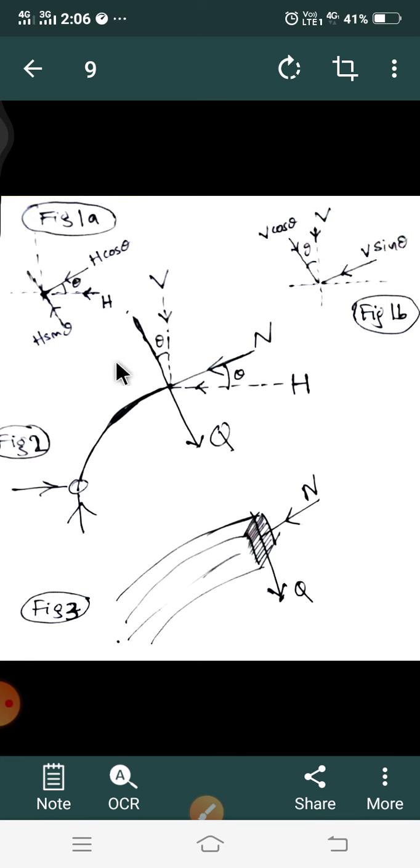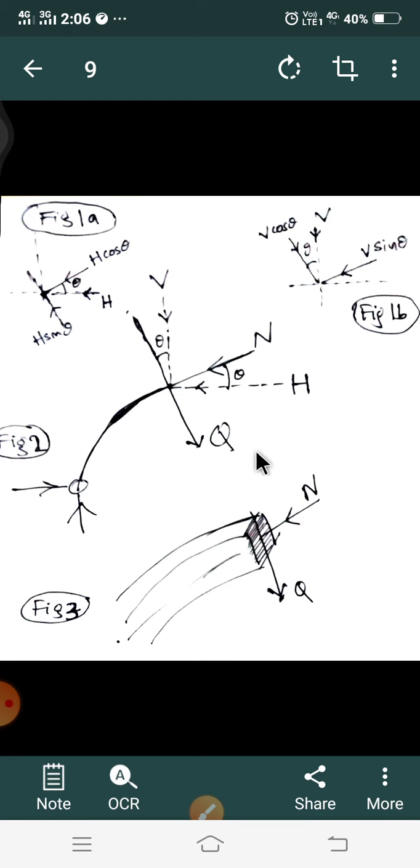Now you can see here I have resolved the force H in two components, and the vertical force V in these two components. Now I am combining these two. If I want to calculate the radial shear, which is Q, the components are H sin theta and V cos theta. These are the two components I have to use in Q. To understand N, I have to use these components: H cos theta plus V sin theta. In this way the formulas are developed.